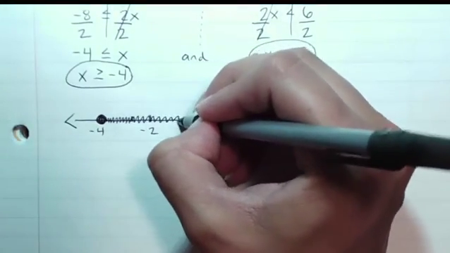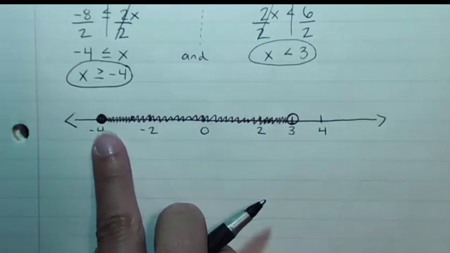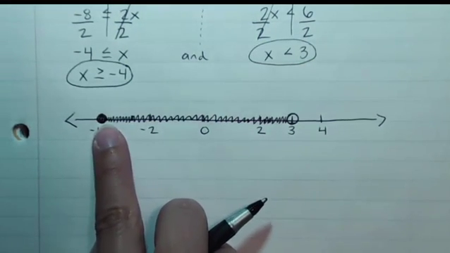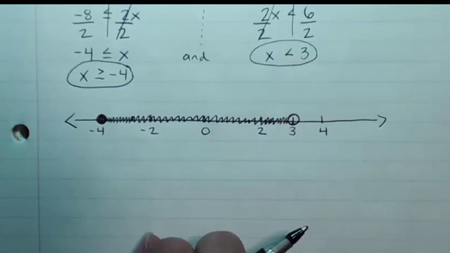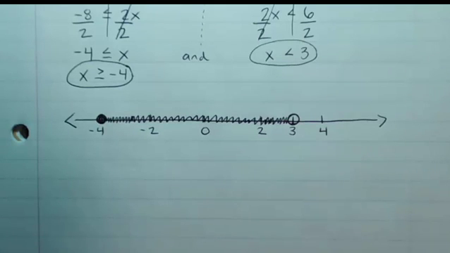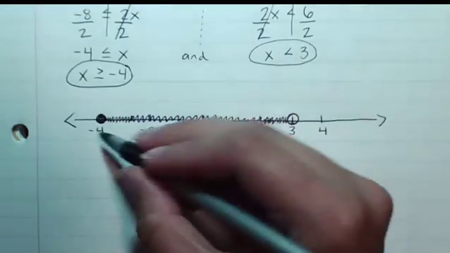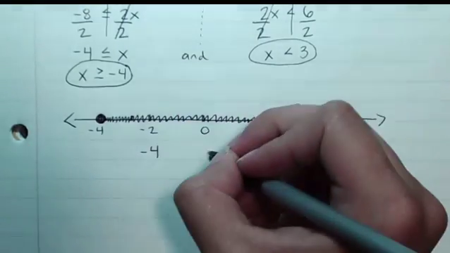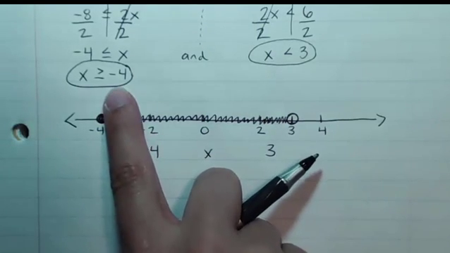Now notice again, they collide. So my answers to all my solutions have to be between -4 and 2.99999 because 3 is not included. Now if I wrote my answer as a compound inequality, again, -4 would be on the far left, 3 would be on the far right, x is in the middle, and I really just copy this down.